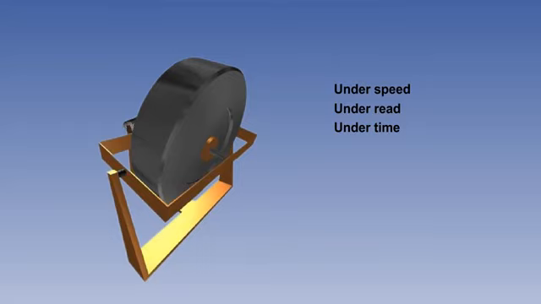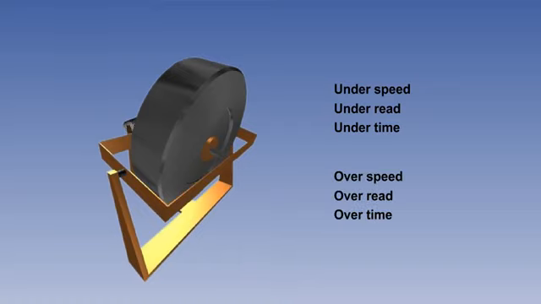If the instrument is under reading, what would appear to be the correct indication on the instrument face would, in fact, result from the aircraft turning faster than the indicated rate of turn, and the aircraft will complete the turn sooner. We can say, therefore, that an underspeed will cause an under-read and an under-time turn.